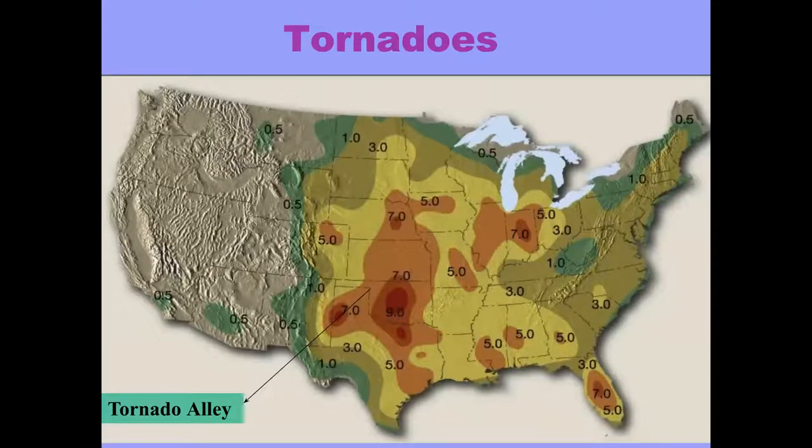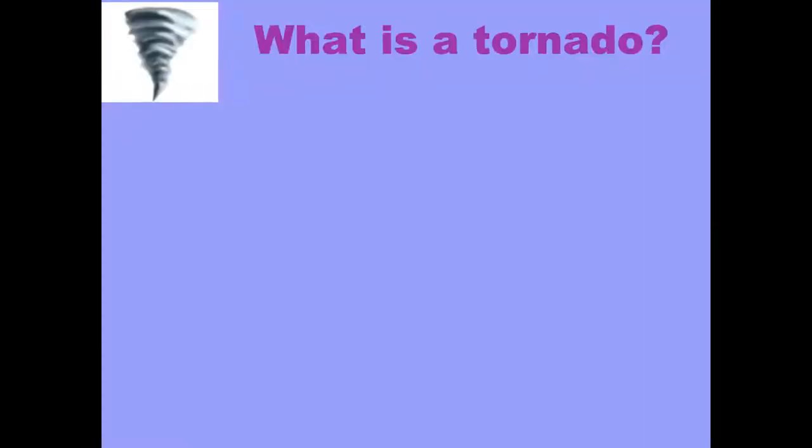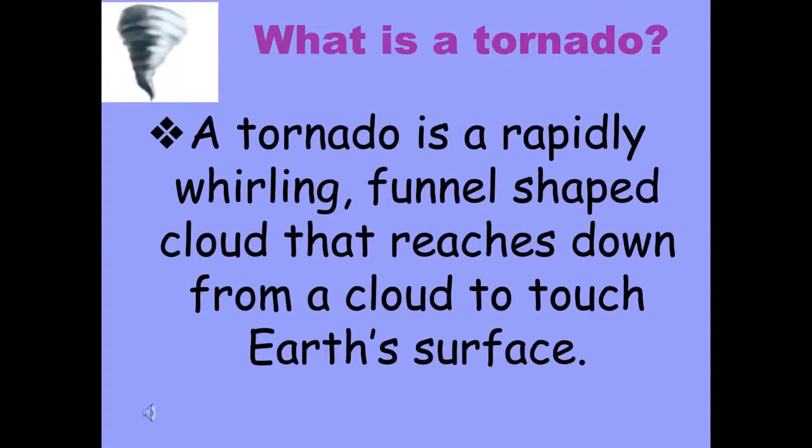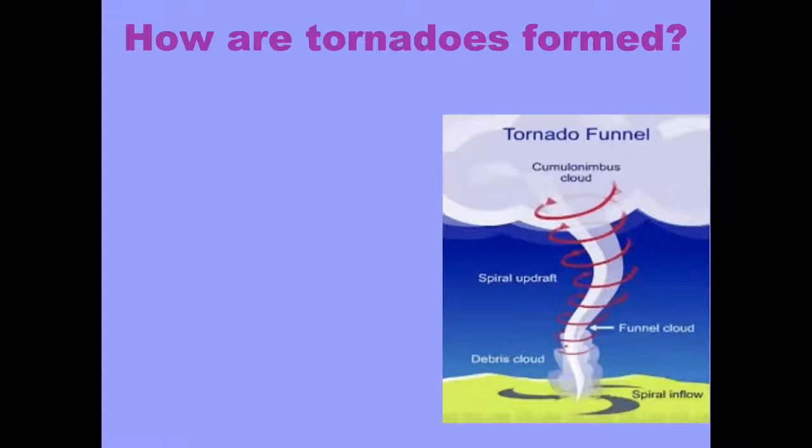Now, when we talk about tornadoes, we are talking about a rapidly swirling funnel-shaped cloud that reaches down from a cloud to touch the Earth's surface. It usually appears funnel-like, and it extends downward from a cumulonimbus cloud, sometimes referred to as a thunderstorm cloud. We have a spiral updraft, and inside the vortex, we have what we call the spiral inflow.